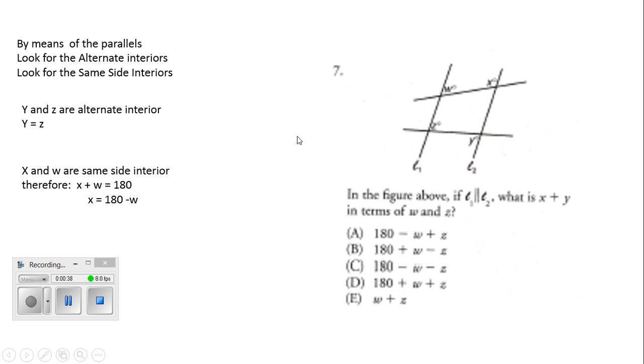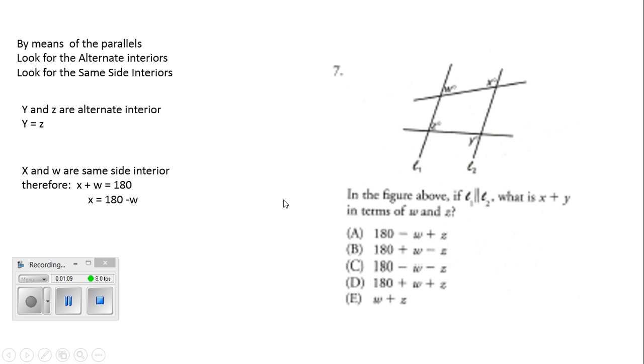And then we have also the w and x are same side interior, which is to say that w plus x equals 180. W plus x equals 180. So we got that information going for us. What we're asked to find is what is x plus y in terms of w and z. X plus y in terms of w and z.